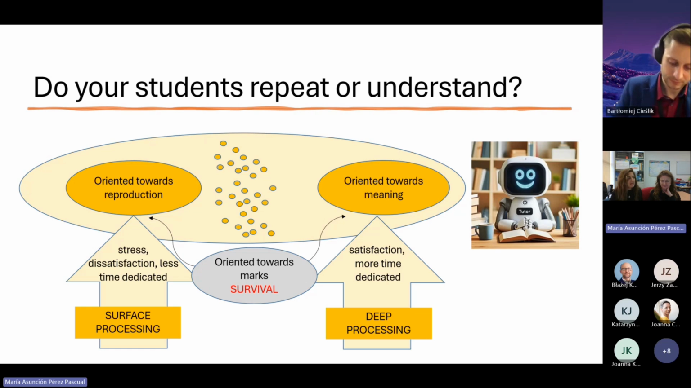So what's the idea? The idea is to use artificial intelligence to move these students oriented towards reproduction and those oriented toward marks closer to the students oriented towards meaning. Move them from one perspective to the other and help them to understand us.